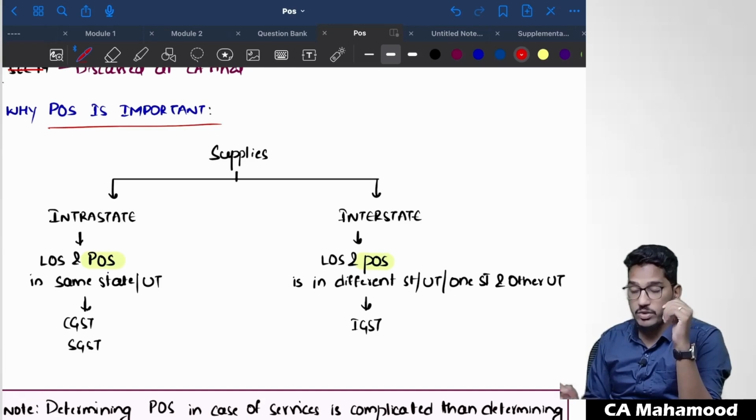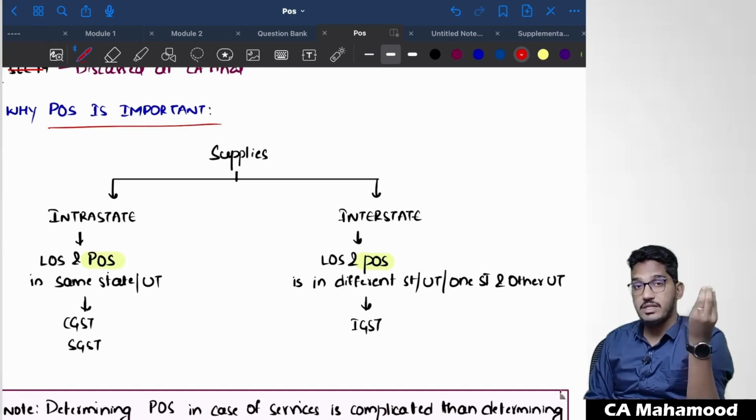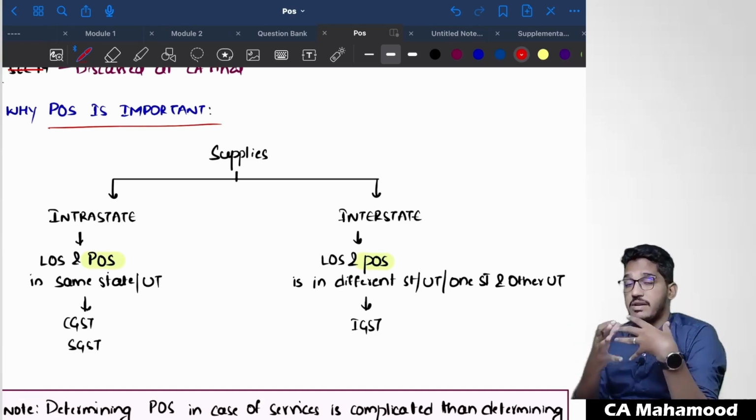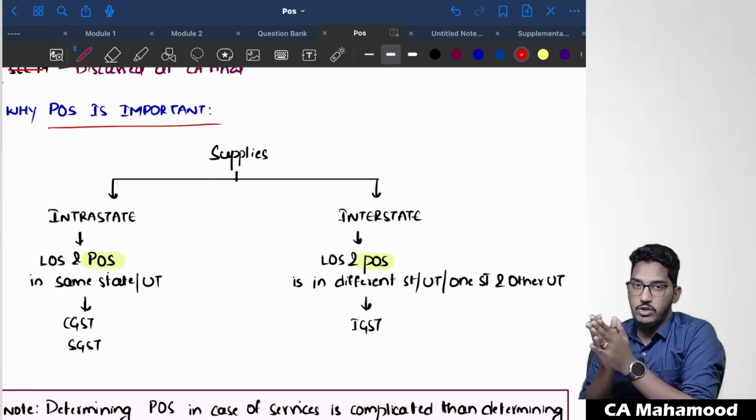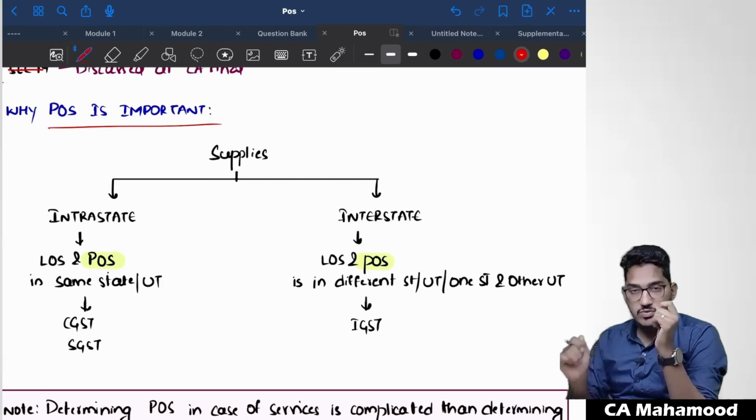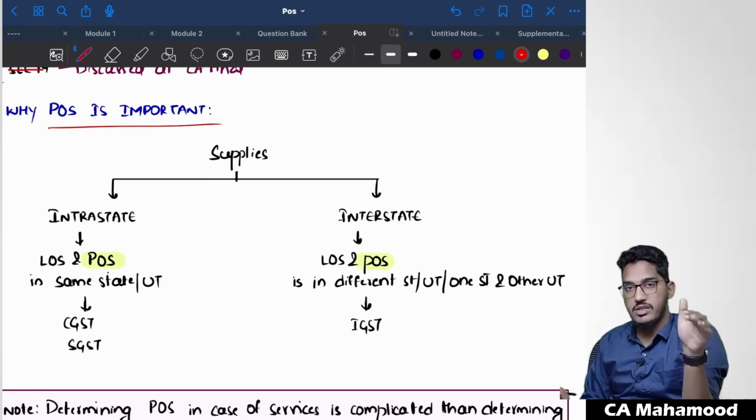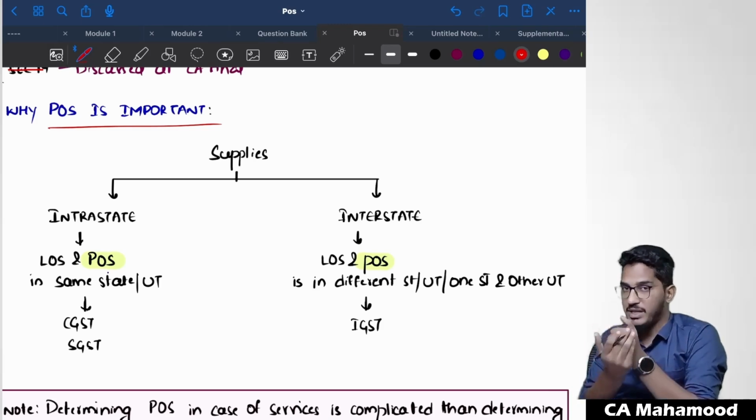So why is place of supply important? They might ask you this question also. Why is place of supply important? You have to write this. Whatever explanation I have summarized in the form of a chart, you have to elaborate it. Clear, everybody? So that's why we are learning place of supply. One thing got clear: why place of supply is important. That question has been answered.